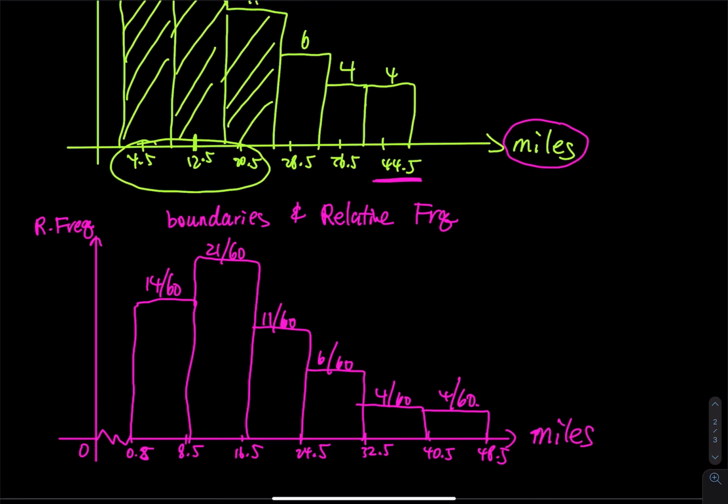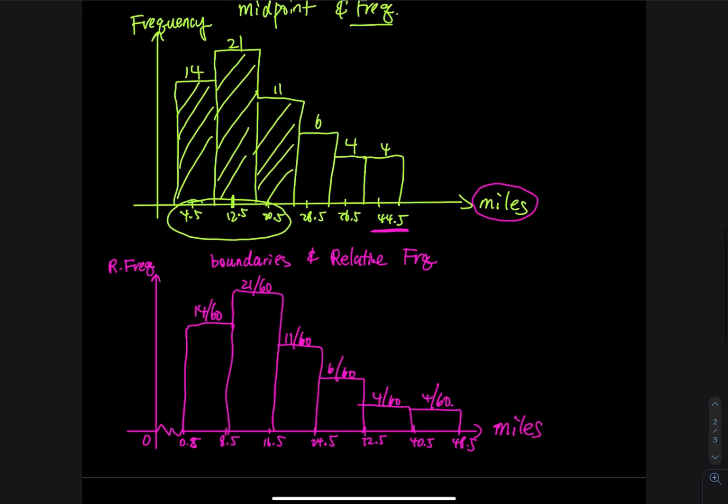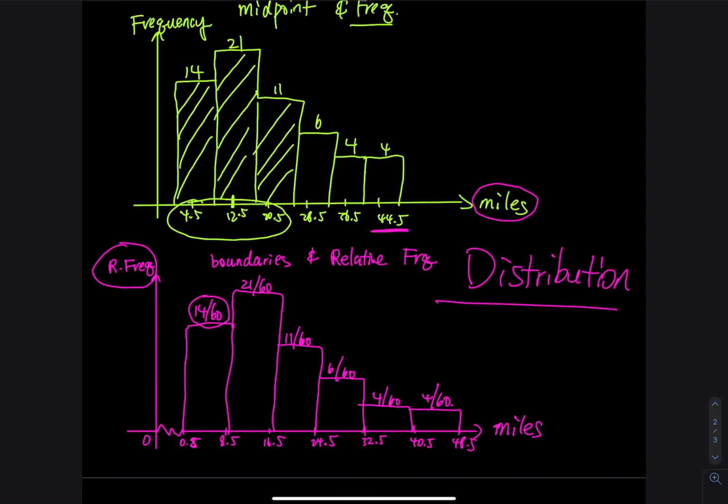So if you take a quick comparison of these two, notice that the shape never changed, right? The shape never changed. The only thing that is changing is this word and the fractions. Now, in this problem, I said that this is a frequency distribution, right? Distribution. This is a huge word in statistics. What is distribution?